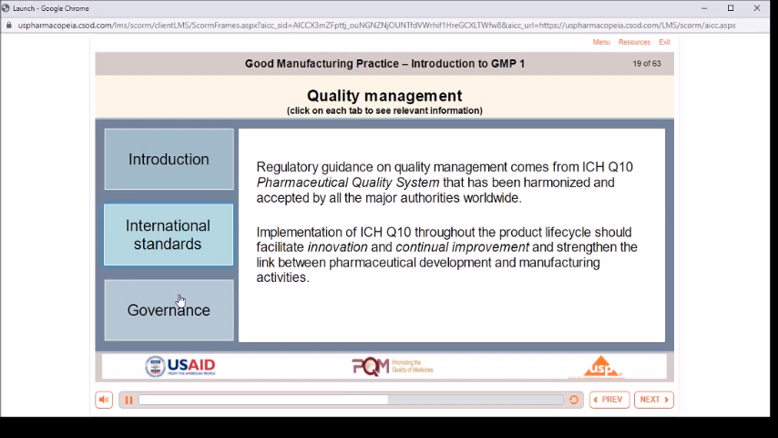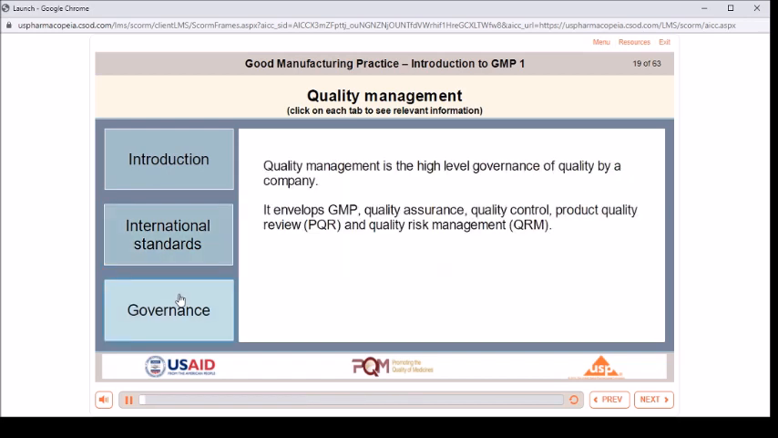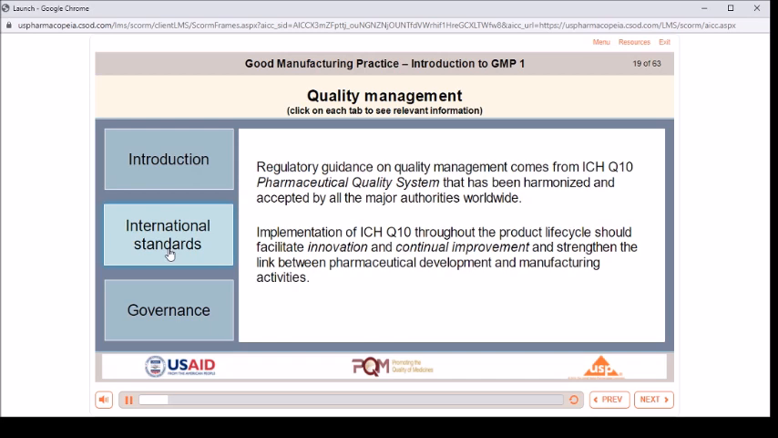Implementation of ICH Q10 throughout the product lifecycle should facilitate innovation and continual improvement and strengthen the link between pharmaceutical development and manufacturing activities.